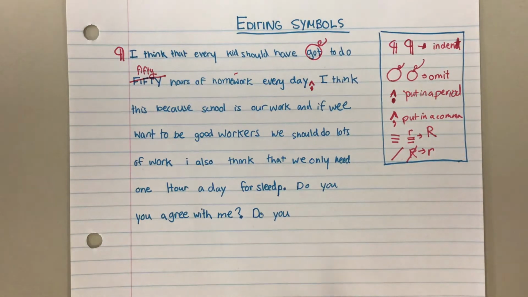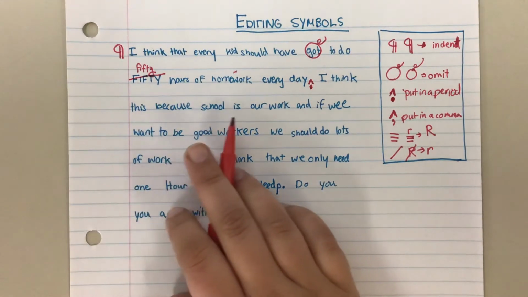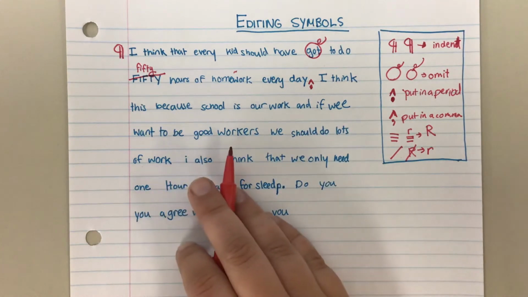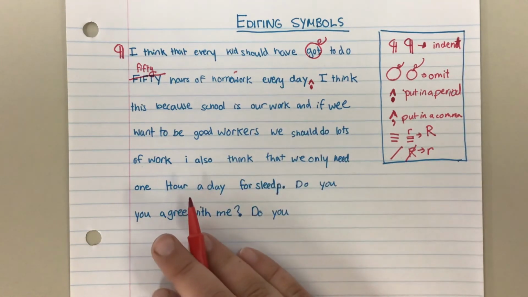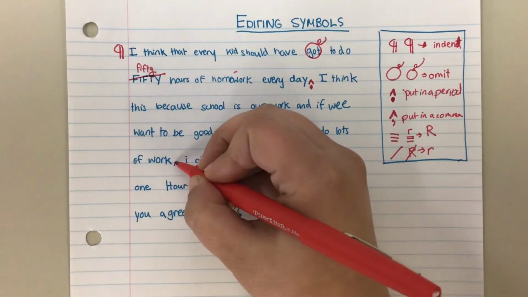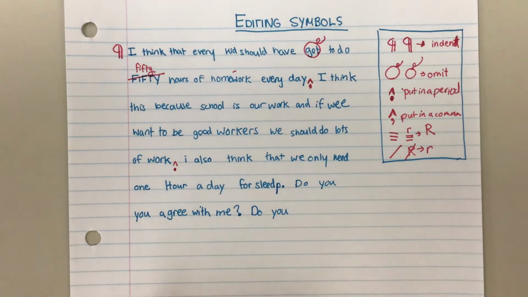Okay, let's keep going. Now, I think this because school is our work, and if we want to be good workers, we should do lots of work. Now, once again, I think that's where we need to end our sentence. So I'm going to put a little arrow and a period, so we know a period has to go in there. And then I'm just going to read it again and see if I missed anything else.